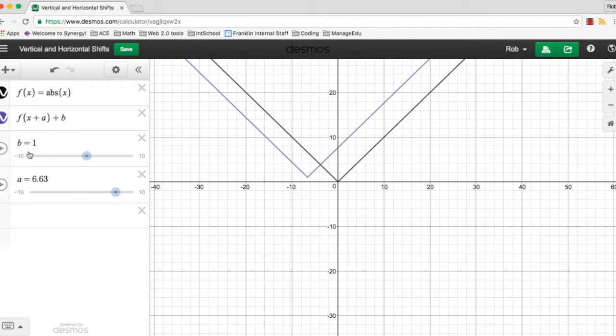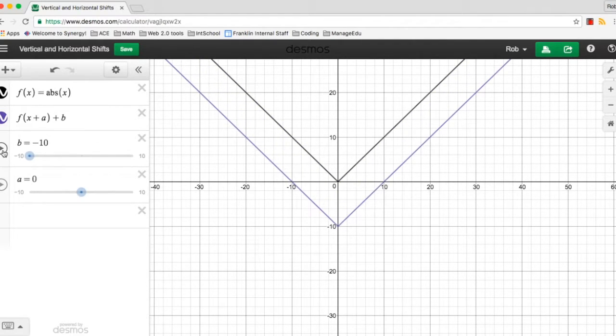So let's add this slider here, and let's just animate that point, or animate that value, I should say. So when b is 5.68, it looks like the graph has shifted up, which is intuitive, that's very helpful. So the shifts up and down are really intuitive.